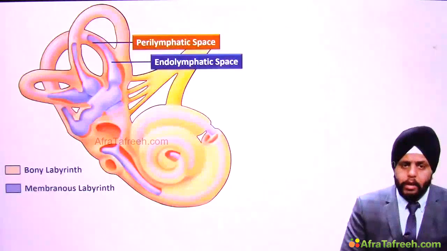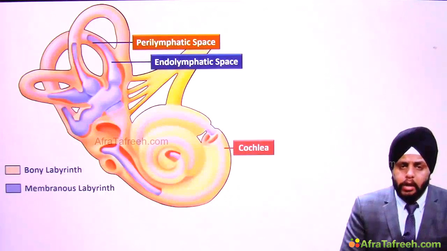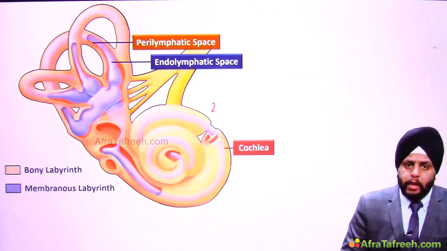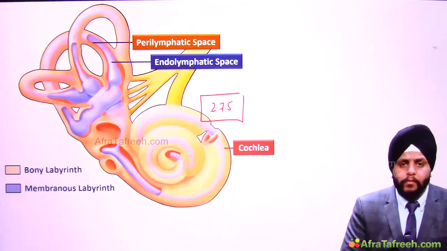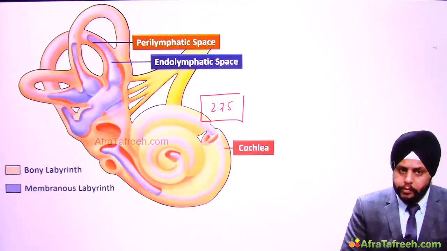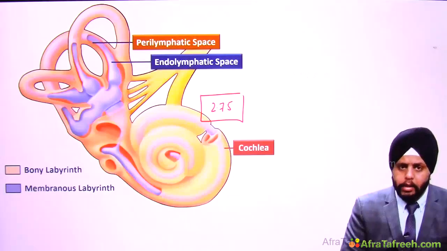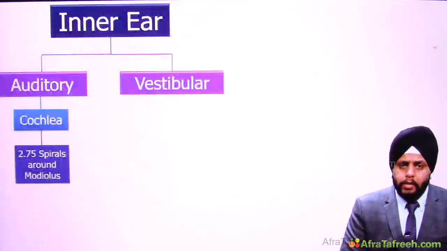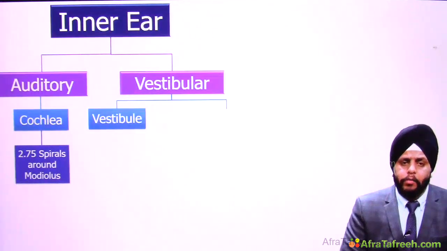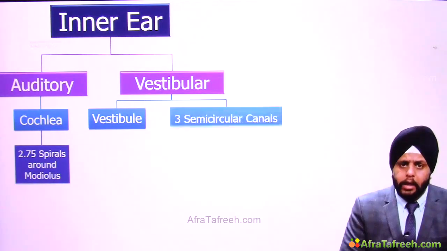Let's look at this cochlea. It has 2.75 turns around the central axis, which is known as the modiolus. So that was the anterior part. Now, the posterior part, the vestibular part, can be divided into two further parts: the vestibule, that is the central part of the inner ear, and then the three semicircular canals.